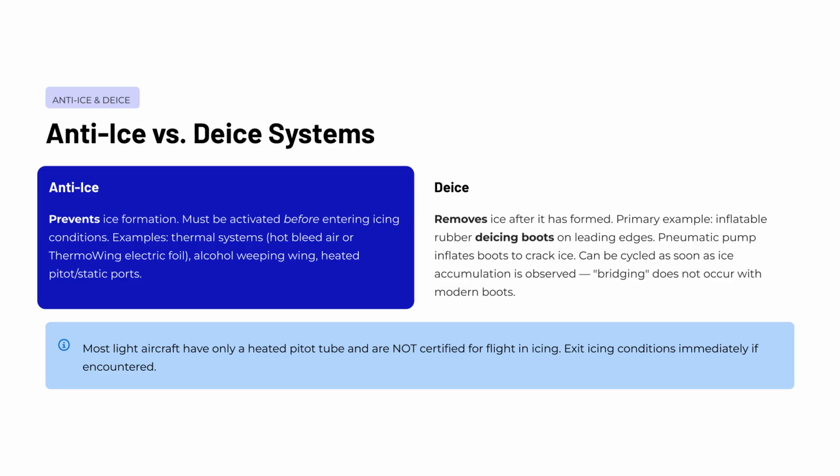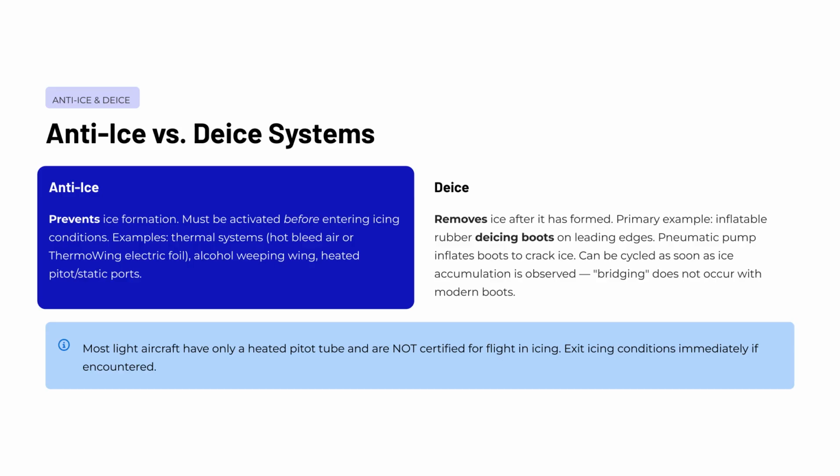De-ice systems, by contrast, are reactive. They remove ice after it has already formed. The most common example on general aviation aircraft is the inflatable rubber boot. A pneumatic pump inflates the boots along the leading edges, cracking and shedding accumulated ice. An important point here: modern boots should be cycled as soon as you observe ice accumulation. The old concern about ice bridging has been debunked with modern boot designs, so don't wait for heavy accumulation before cycling them. Here is the most critical takeaway for most of you.